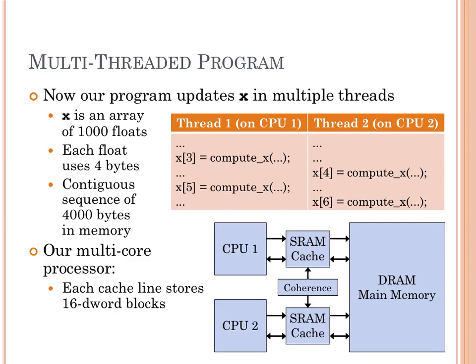Right? So I've got my program. Clearly the program is written. I've got 1,000 floats. I can update each one independently of the others. So thread 1's computing on some, let's say X3. That seems perfectly fine. And then thread 2's computing on the 4th index. That seems perfectly fine as well. But the problem is, are these things actually independent from each other from a caching standpoint?